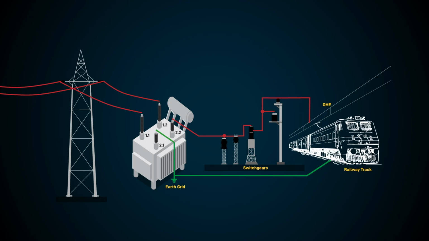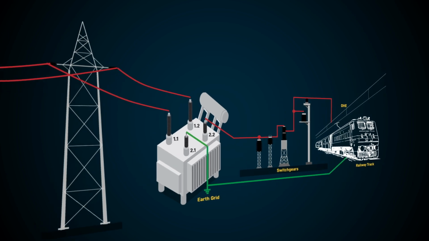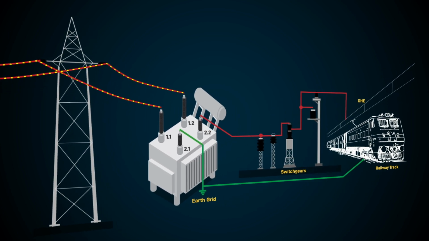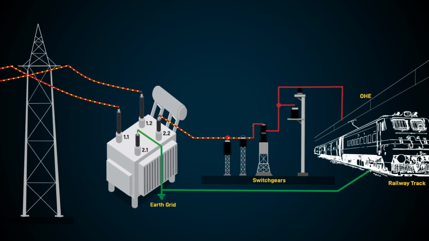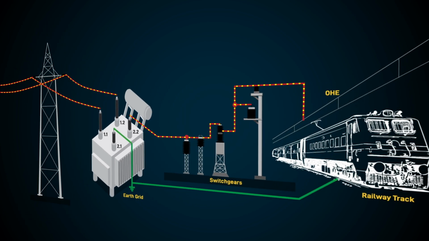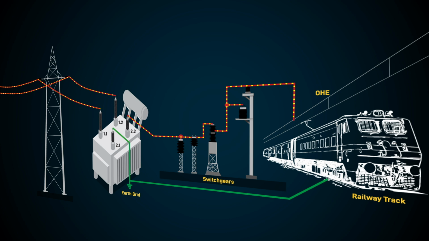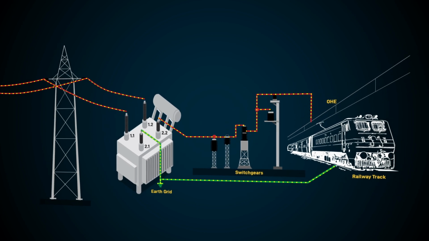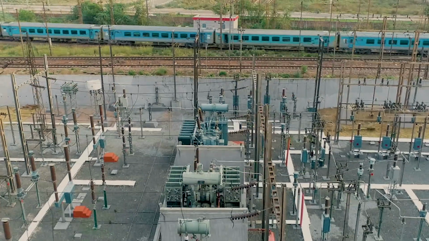The primary winding of the traction power transformer is connected to both phases of the incoming lines. On the secondary side, one of the two terminals of the 27 kV winding is connected to OHE through switchgears, while the other is solidly earthed, which in turn is connected to the running traction rails.